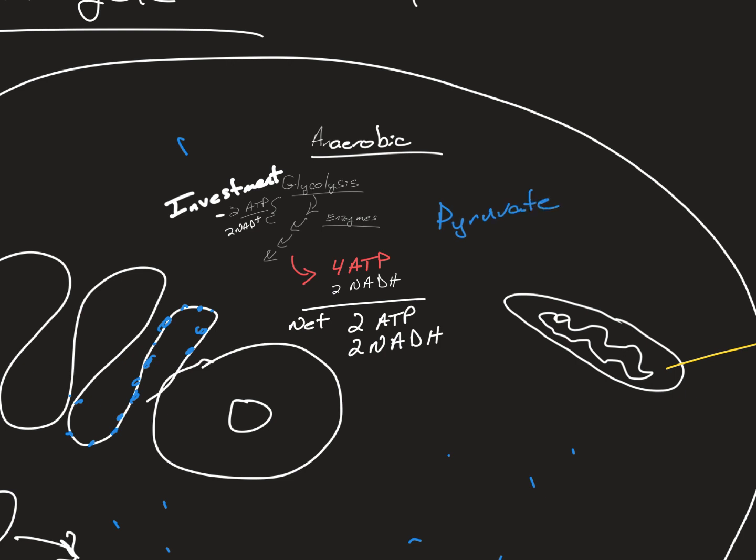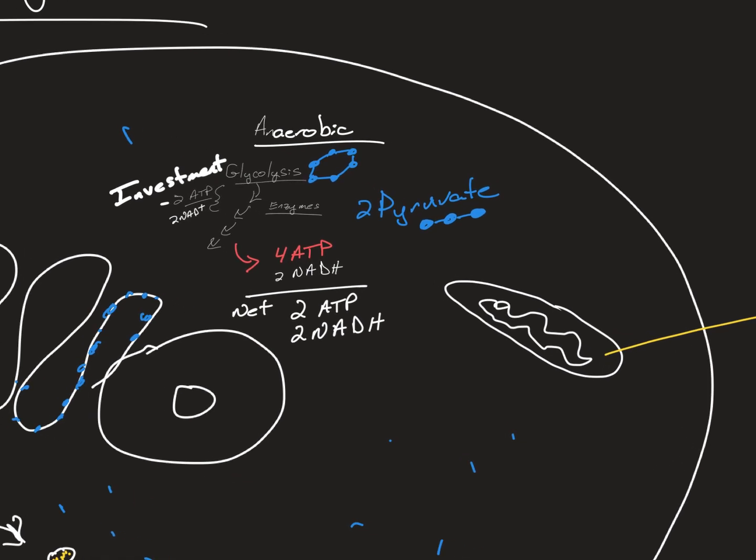Yes, it's pyruvic acid. There's 2 of these made. There's 3 carbons in pyruvate. That's why there's 2, because in glycolysis, there's how many? 6, right? There's 6 carbons in glucose. So there's one glucose, it turns into a hexagon, right? It's a bad hexagon, but it looks more like a turtle.